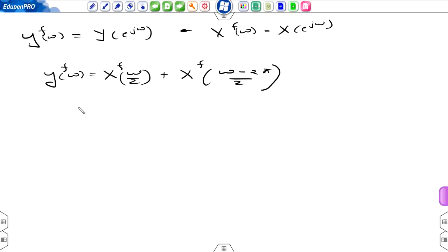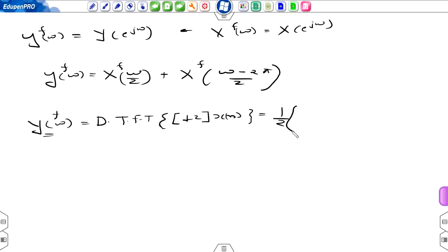Okay, so what we have derived is the discrete time Fourier transform of y, and that can be derived from the input samples, that is x[n] downsampled by factor 2. So this is equal to half of X(f omega/2) plus X(f (omega minus 2 pi)/2).